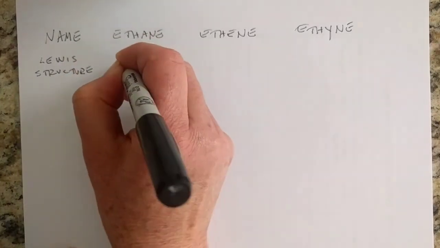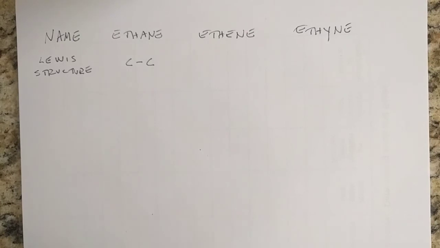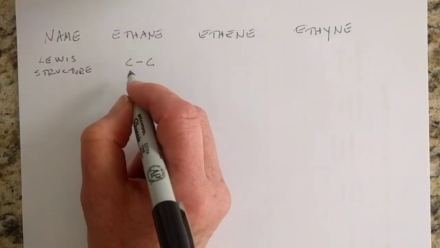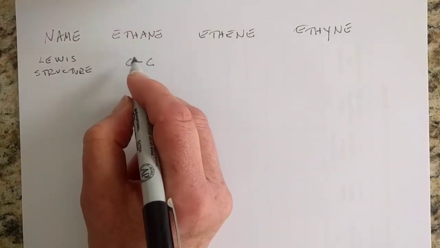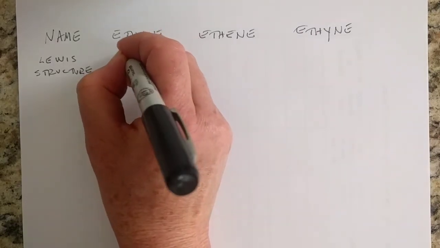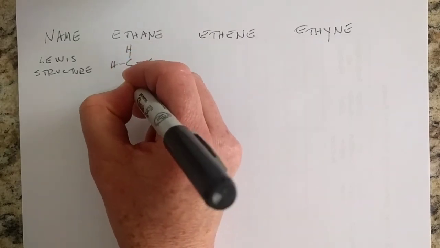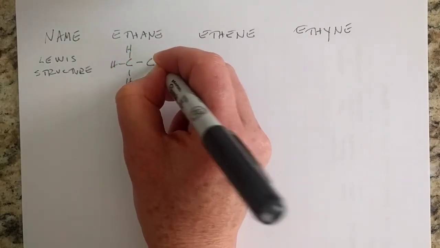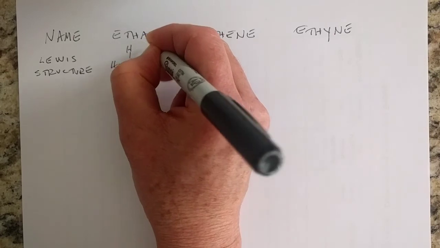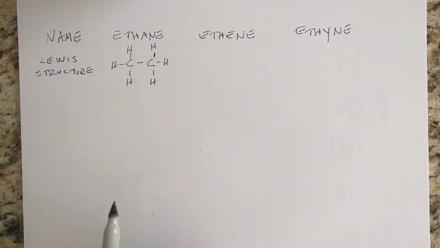So ethane has a single bond between 2 carbons, and it's a hydrocarbon. Carbon has 4 valence electrons, so 1 is in this single bond, and it's going to make single bonds with hydrogens. So it looks like that. There is our Lewis structure, no lone pairs anywhere.